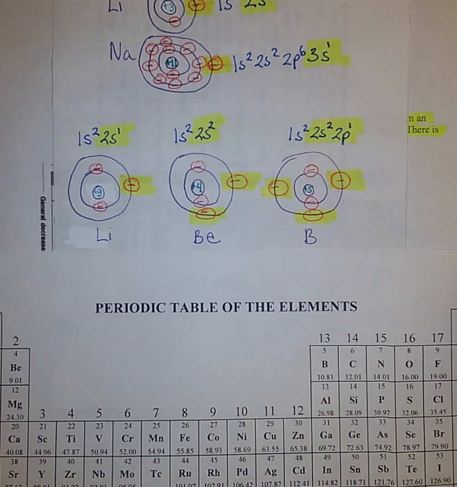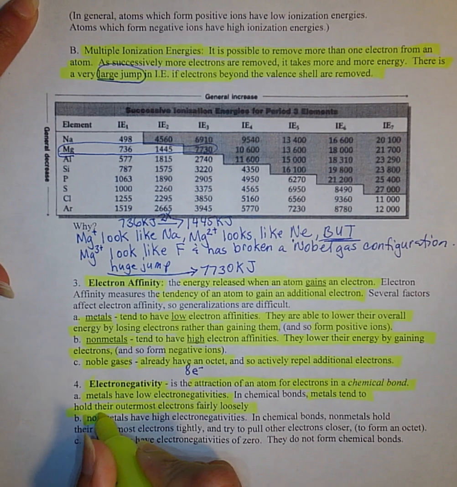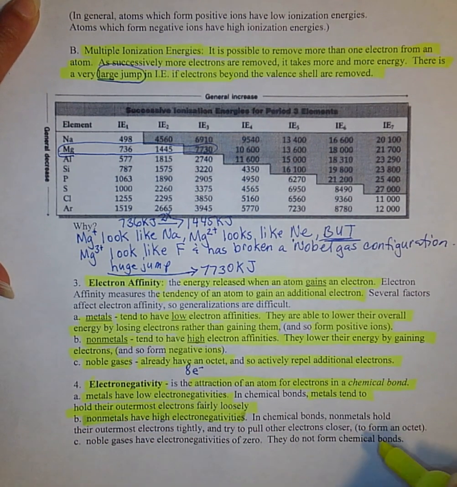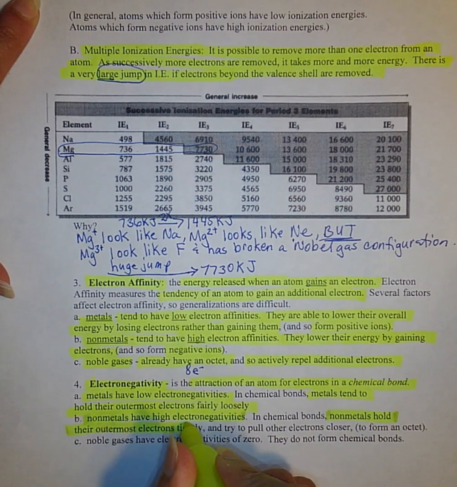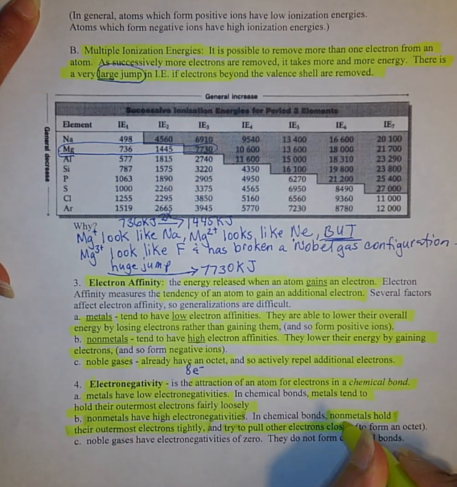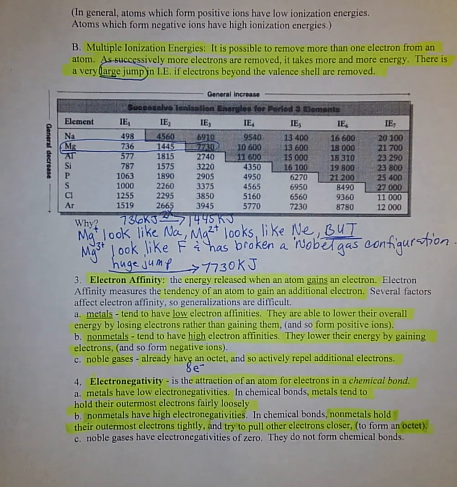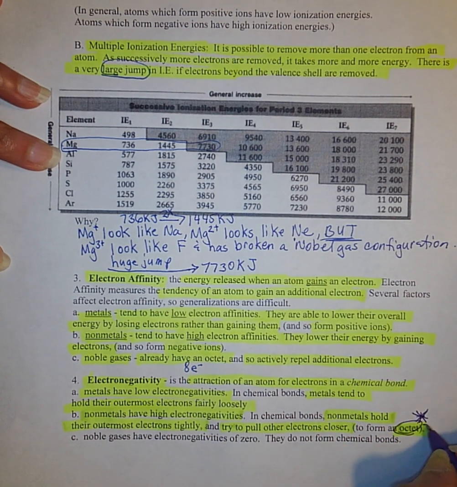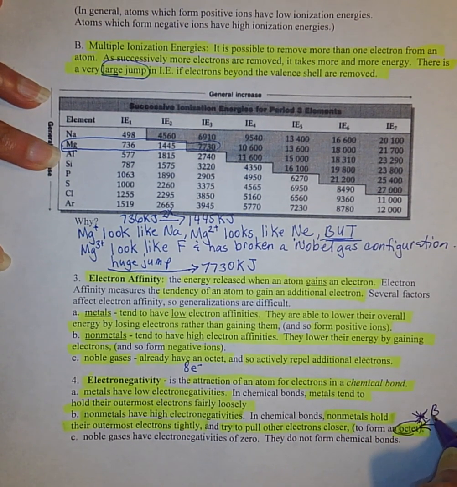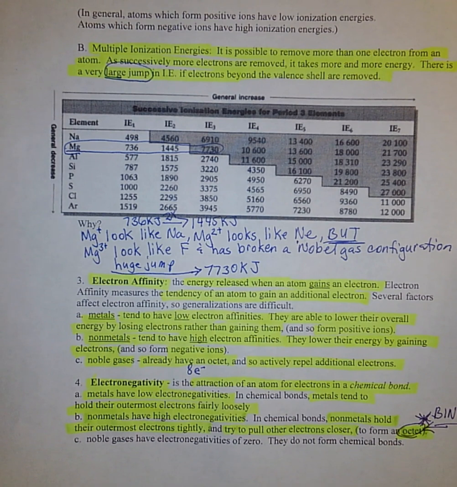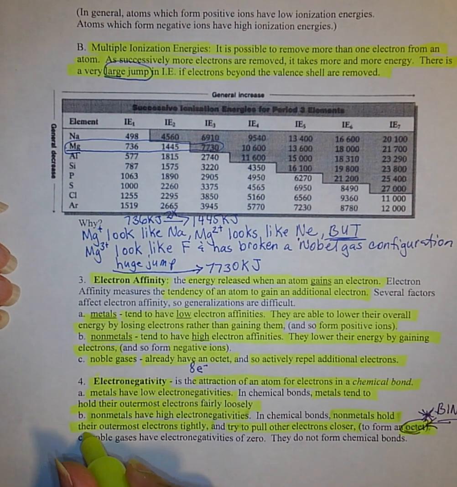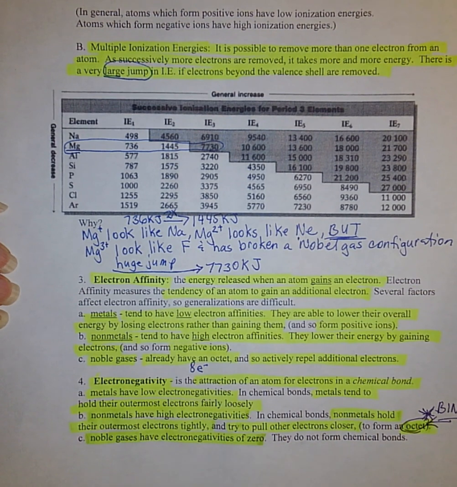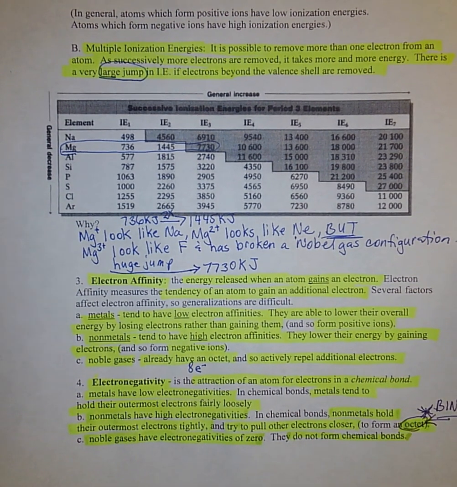Okay, so let's go back to your notes. We can say that the nonmetals have a high electronegativity. That's because the nonmetals hold their outermost electrons tightly. They're trying to pull those electrons closer because of the octet. And this, you guys, circle it. This is a really big deal because that's what they're trying to meet. So I guess you can write bingo. Okay, because that's what they're trying to get. Your noble gases, on the other hand, will have zero electronegativity because they don't need to form any chemical bonds. They meet their octet rule as it is.